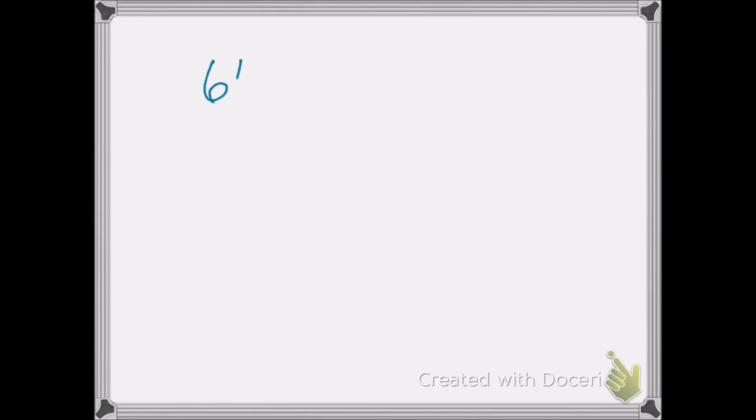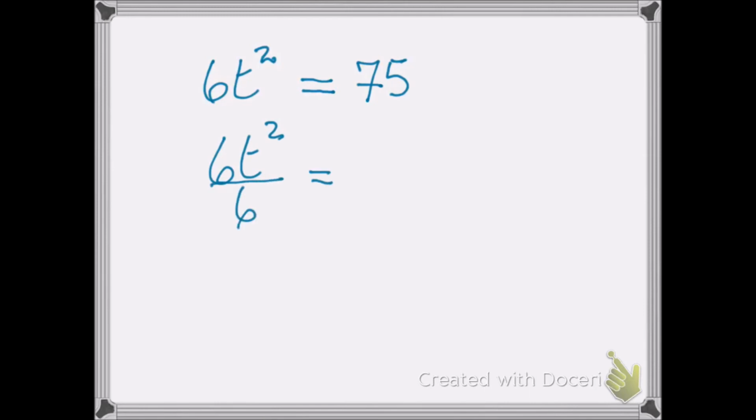Rewriting this so that 6t squared is on the left hand side of the equation, we have 6t squared is equal to 75. Divide both sides by 6, because what we do to one side of an equation we must always do to the other. This will give us t squared is equal to 12.5.